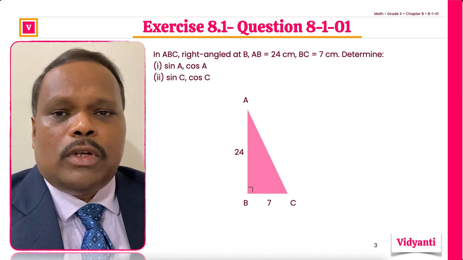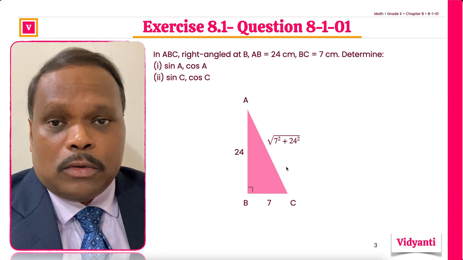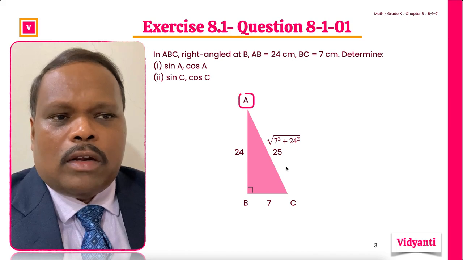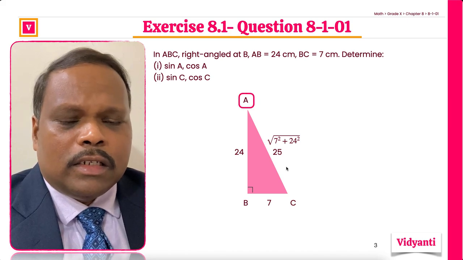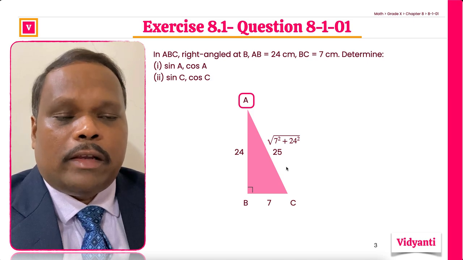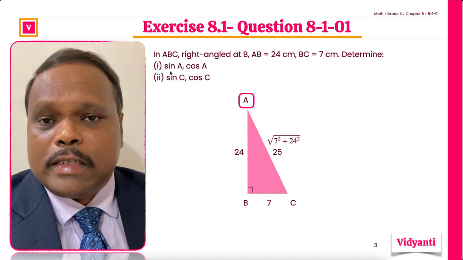So first we will use the Pythagoras theorem and calculate the hypotenuse, which is the square root of 7 squared plus 24 squared. That will come out to be 25. And once we have all three sides, then we can calculate any trigonometric ratios for any angle. So let's begin. First, let us consider sine A.